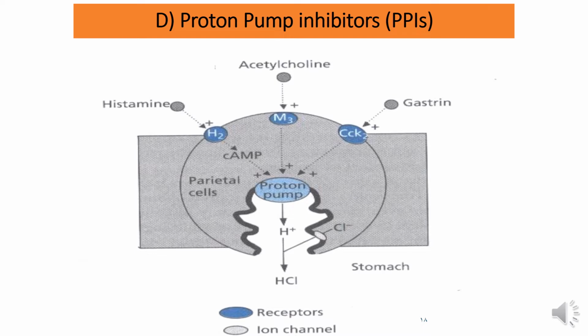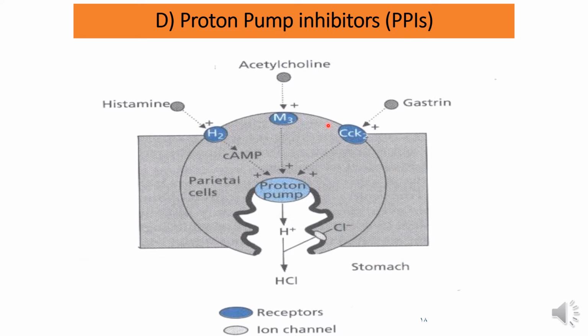We're still talking about acid suppressing agents. We have finished the antacids, the muscarinic blockers and the histaminic blockers, and now we will talk about proton pump inhibitors or PPIs. Here this figure represents how proton pump inhibitors work.